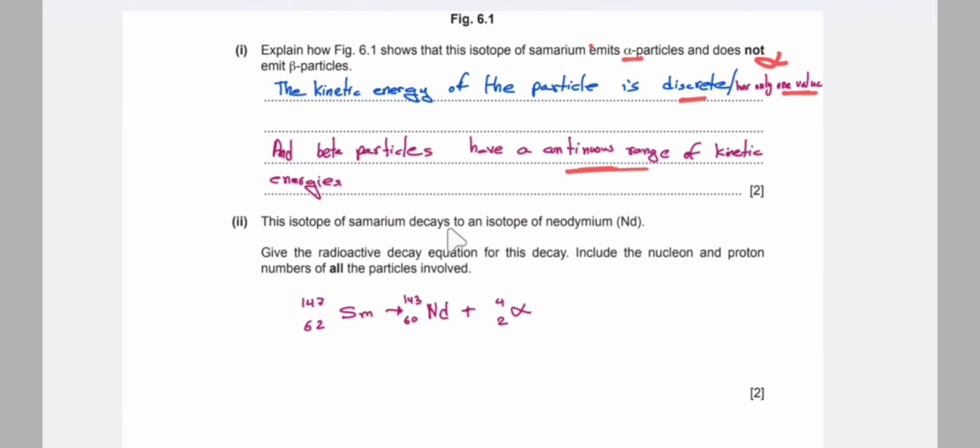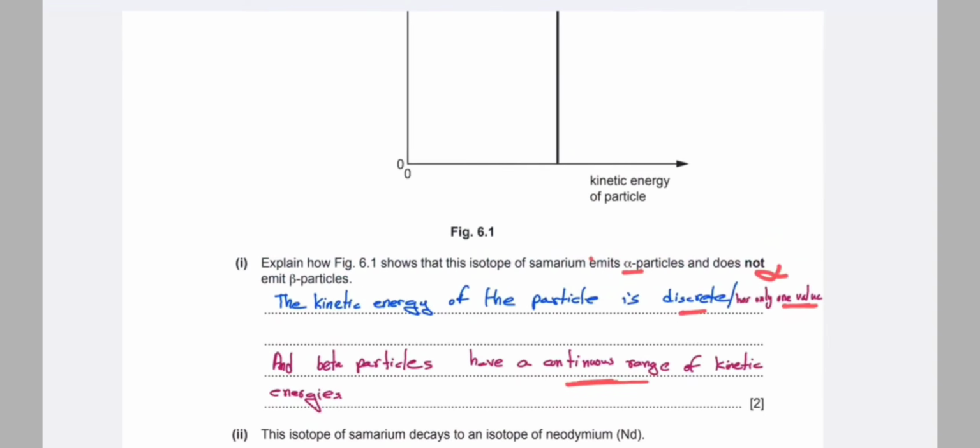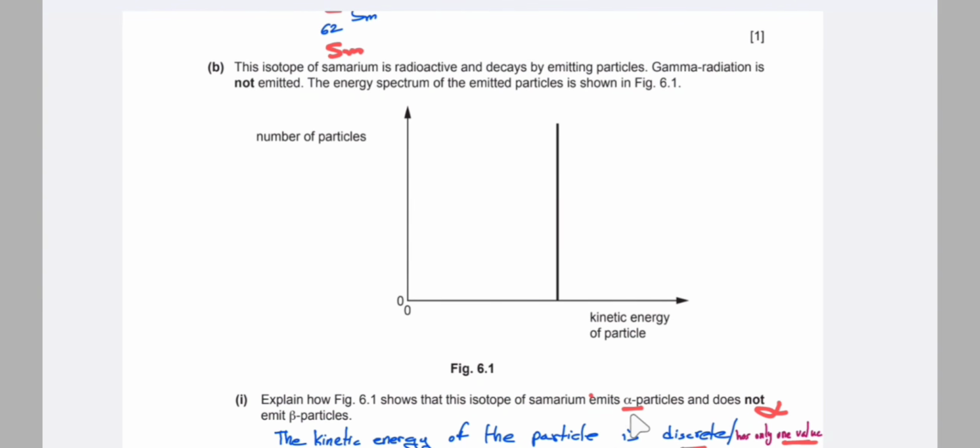This isotope of Sm decays to an isotope of Nd. So Sm decays to form Nd. Give the radioactive decay equation for this decay. Include the nucleon and proton number of all the particles involved. So here we can say that the emission is alpha emission.